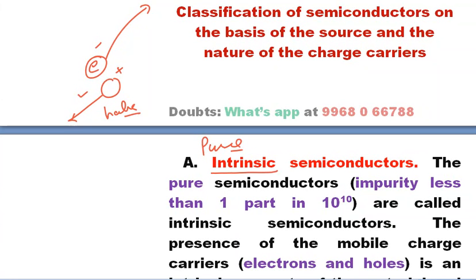Semiconductors which are pure, with no impurity, are termed intrinsic semiconductors. Exactly, in intrinsic semiconductors, impurity is very little, just like 1 part in 10 to the power 10. That's negligible. Dear students, in intrinsic semiconductors, electrons and holes are both charge carriers, but only to a very small extent.